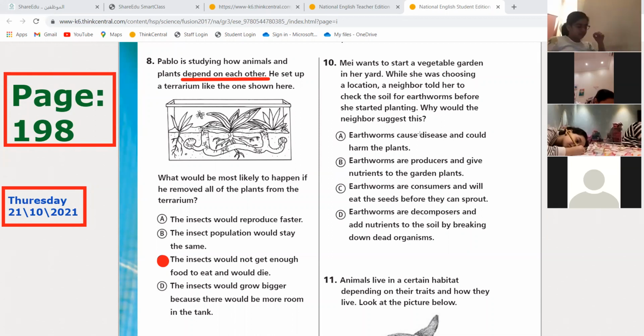Why? Miss, we underline depend on each other. No. Now, Malik, why would the neighbor ask her to do that?